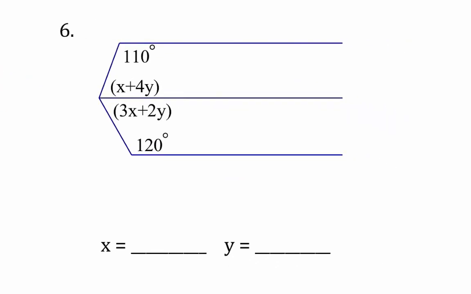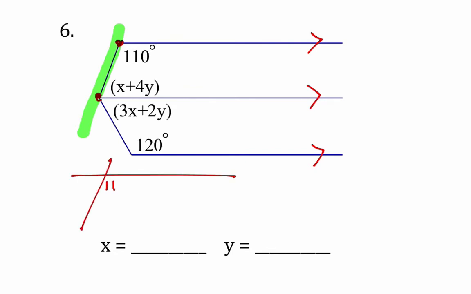Number 6 here in your notes, you're supposed to get that all three of these are parallel lines. So what I noticed right away is 110 and x plus 4y are on the same line, which means that's the transversal. I like to resketch it, so I've got the transversal cutting across the top line making 110, cutting across the middle line making the x plus 4y. Now those two angles are consecutive interior, which means they should add up to 180 degrees, which means this x plus 4y is equal to 70.